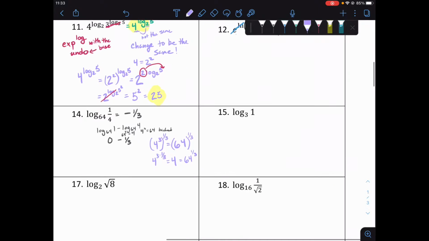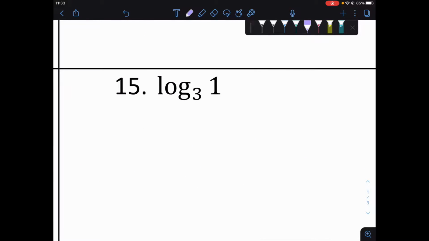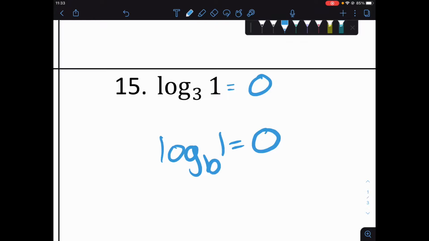All right, we got a couple more. Log base 3 of 1. Hopefully you can get this one quickly. It's 0, right? This is our log. Log base b of 1 is always going to be 0, right? 3 to what power gives us 1? It's 0.